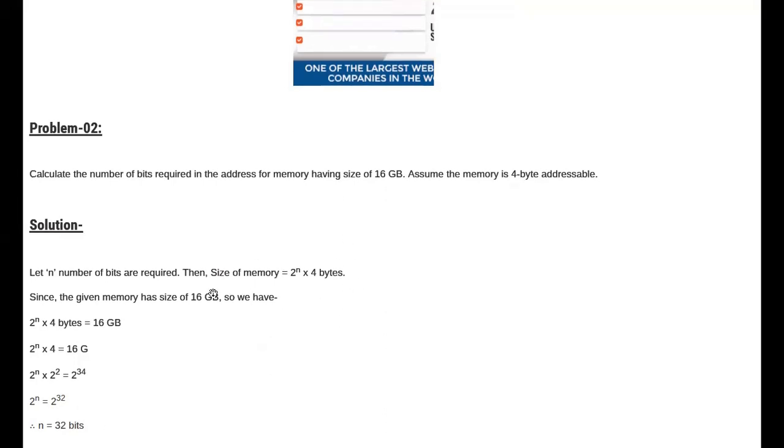Let n be the number of bits that are required. Size of the memory will be 2 raised to power n multiplied by 4 bytes. Since the given memory has a size of 16 GB, we have 2 raised to power n multiplied by 4 is equal to 16 GB. 16 GB will be converted into number of bytes. So again, you can say that n will be 32. So 32 bits will be required for storing such a large space.